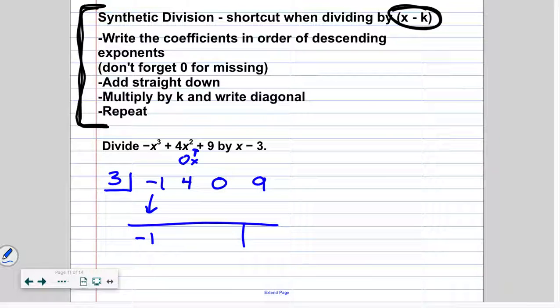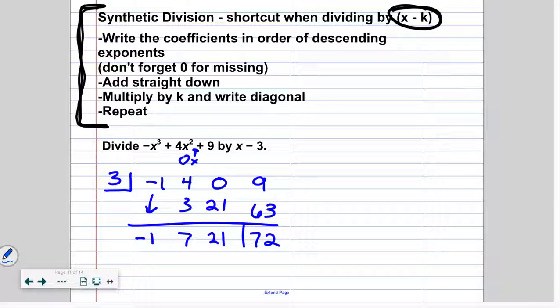Negative 1. Negative 1 times 3 is negative 3. 4 plus negative 3 is 1. 1 times 3 is 3. Add straight down. 3 times 3 is 9. 9 plus 9 is 18. Oh boy, here we go. Let's figure out what the final answer is there then.